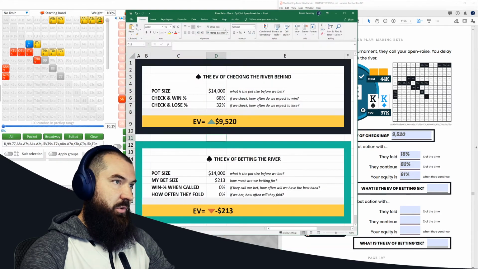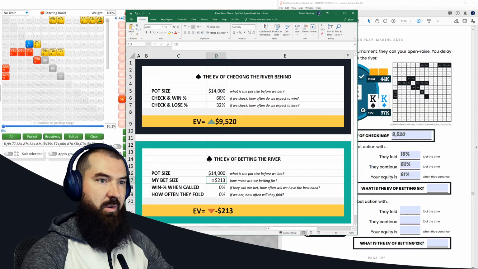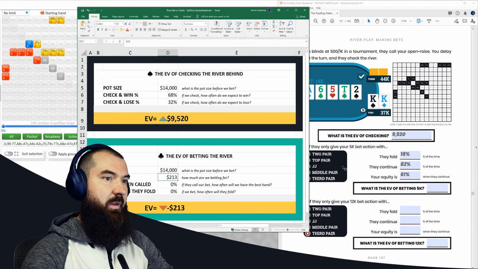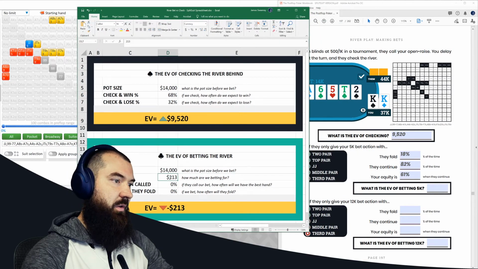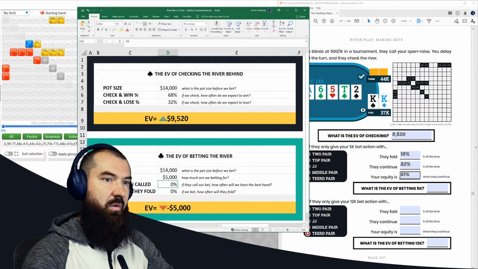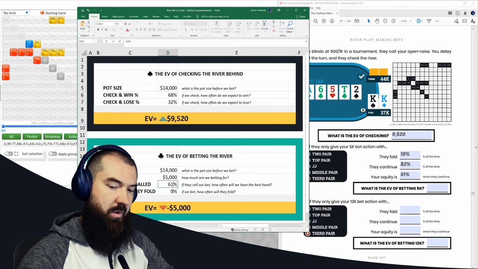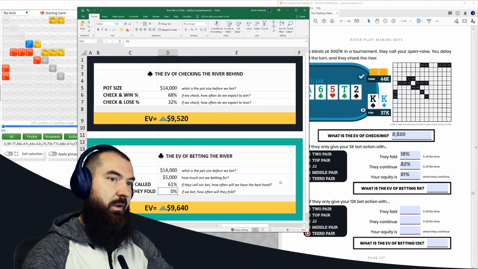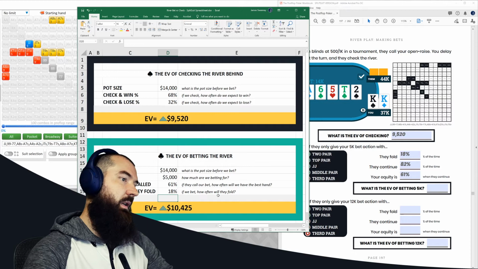So if we were to go back to the spreadsheet and start putting the numbers in, the bet size that we're looking at right this moment, we said a 5k bet, so throw that in, 1. Perfect, and our win percentage when called, we said was 61%, and how often are they going to fold? We said that at 18, perfect, excellent.